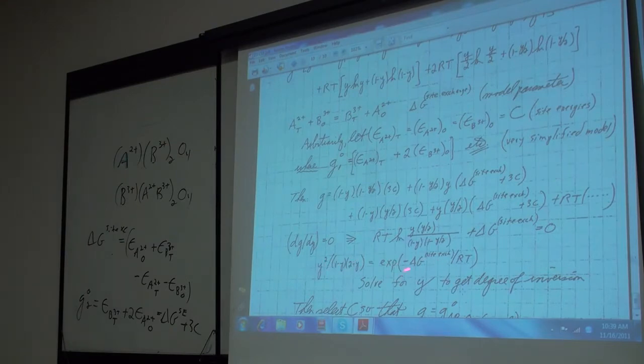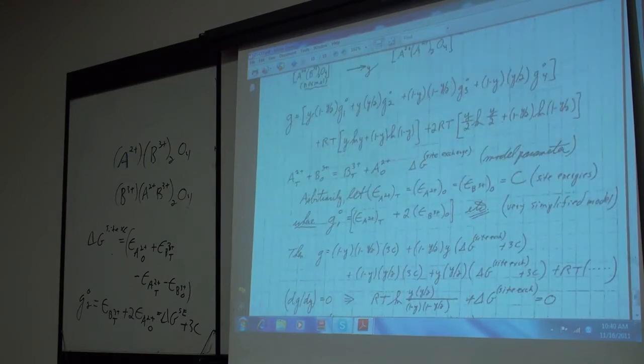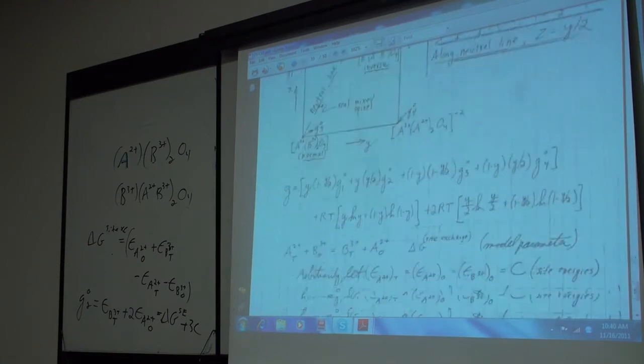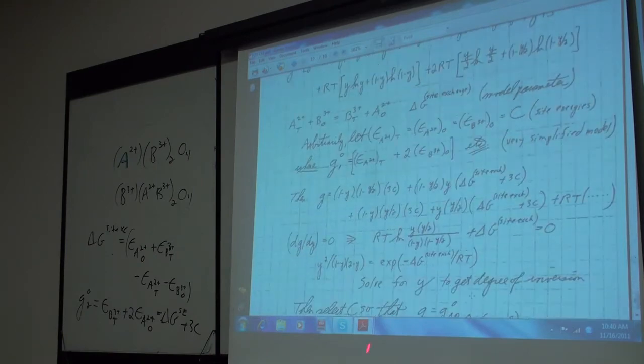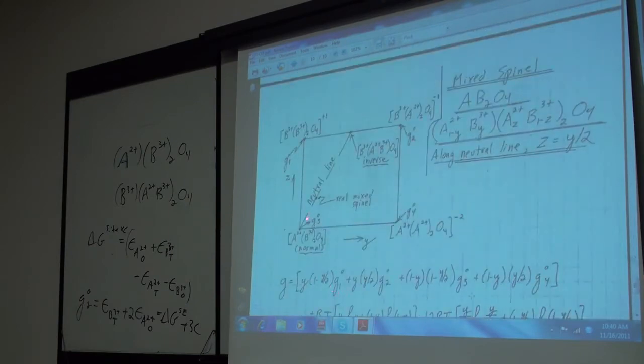If the site exchange energy is very negative, then this tends to be quite large, and that shifts you to this side, A2 plus in the octahedral, the way I wrote the site exchange energy here, and you end up shifting towards one end or the other depending on which way you go. Okay, you solve for y then to get the degree of inversion. So if y is very small, you're going to be down here. If y is very large, you're going to be up here.